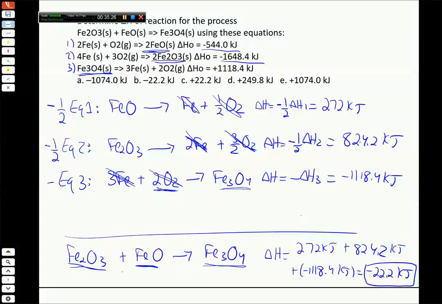Alright, so those last two questions have the same concept. We're adding together thermochemical equations, chemical equations where we know the delta H, and we're adding them together in such ways to find an unknown delta H value.